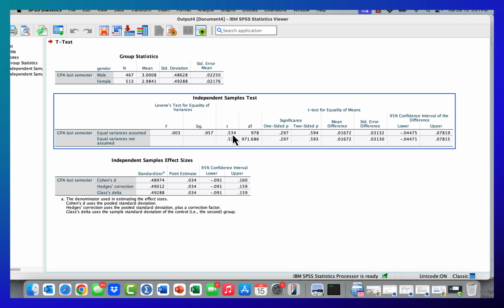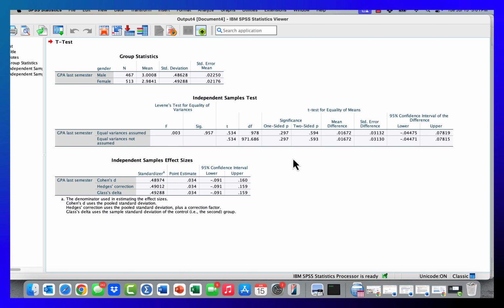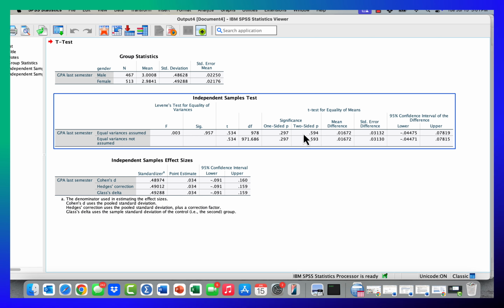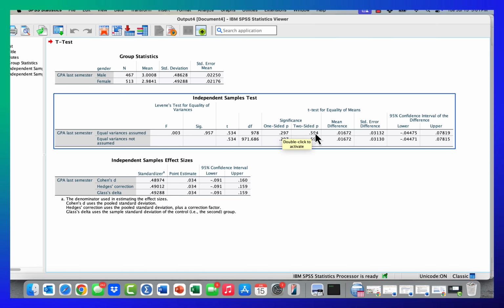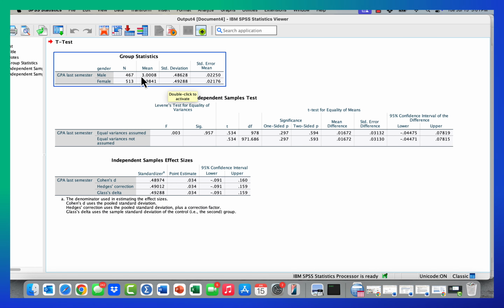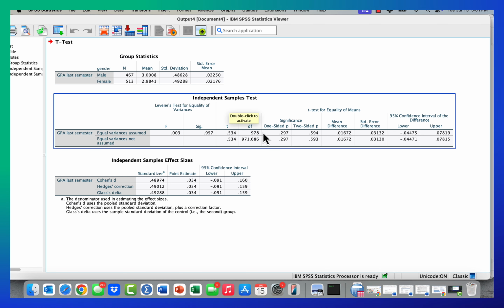So looking over here, our t-statistic of 0.534 with degrees of freedom of 978, again, that's related to our sample size and the number of variables in our analysis. Then we look at our significance level. If we were trying to come to a conclusion as to whether or not the means differ, or that male was larger than female, if we can conclude that in the population men definitely have a higher mean than females on their GPA, that would be our one-sided test, right? Two-sided would just be that they're different.